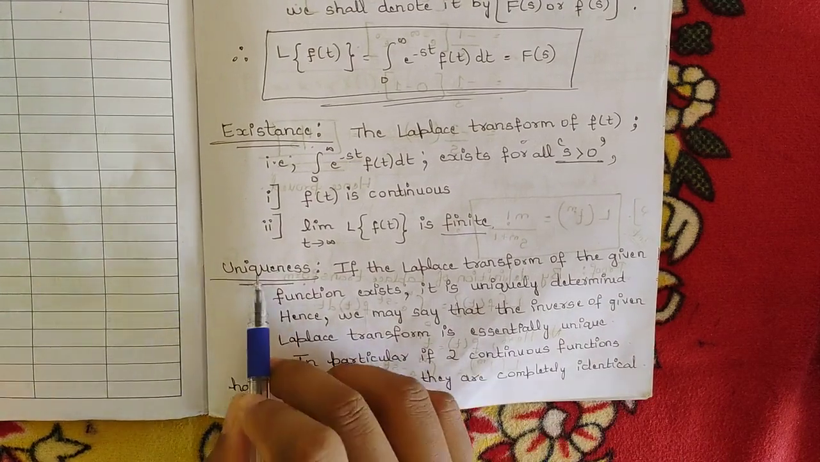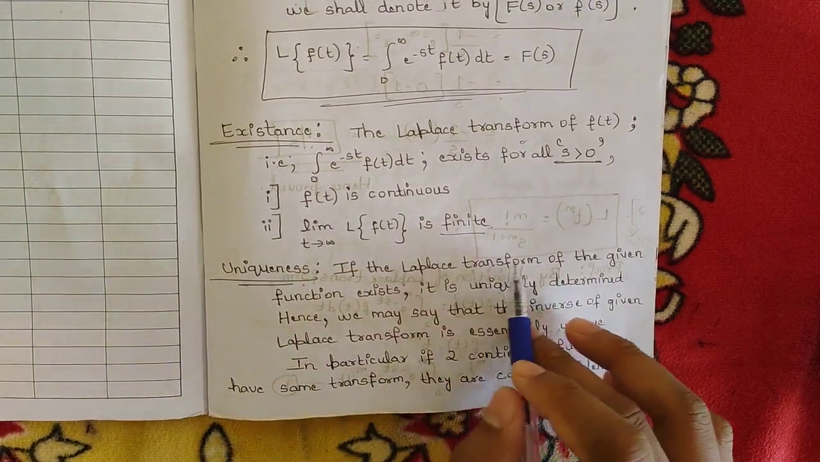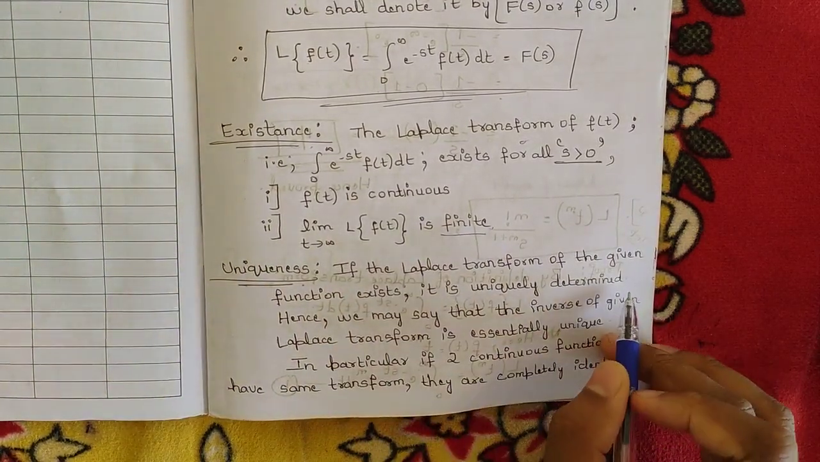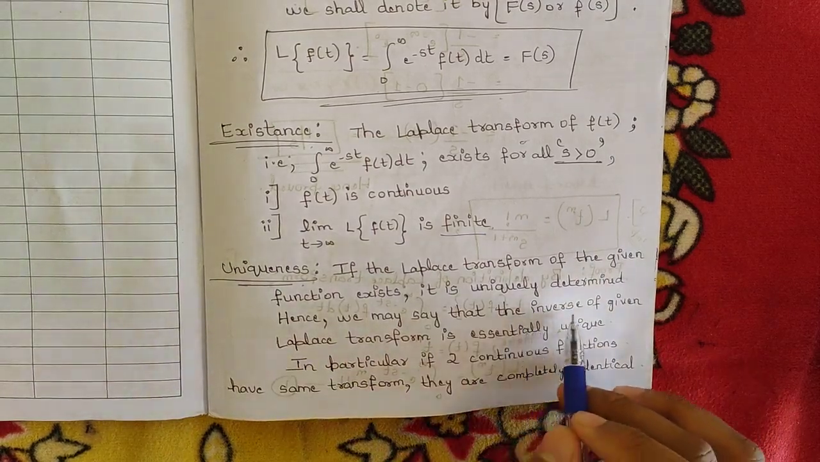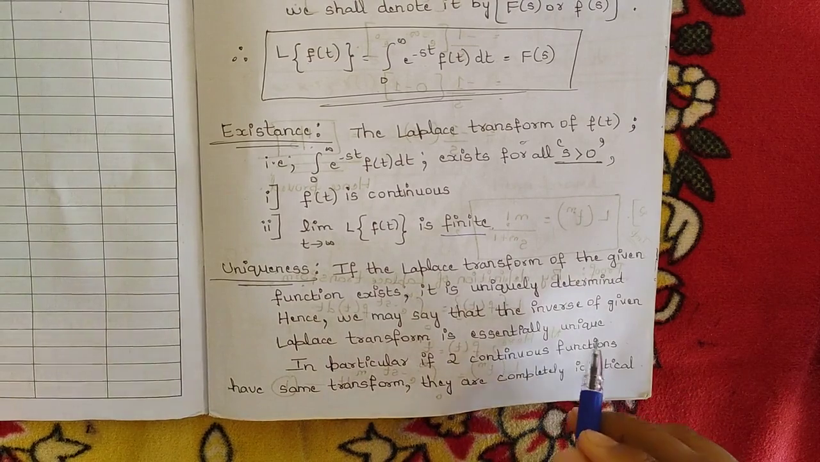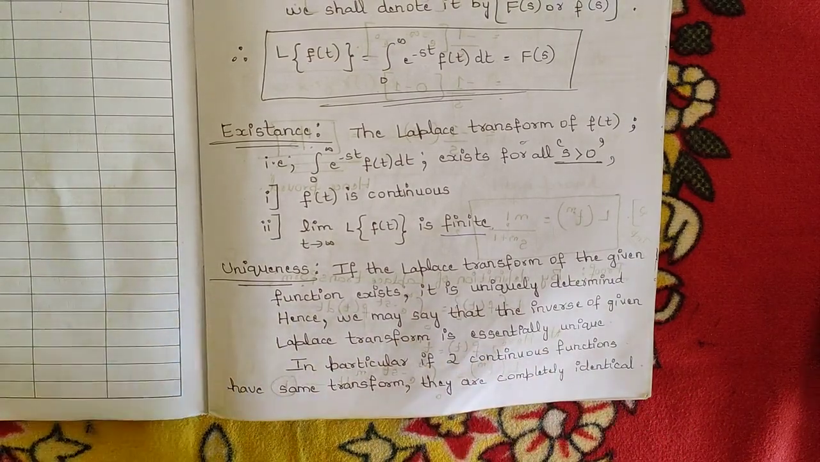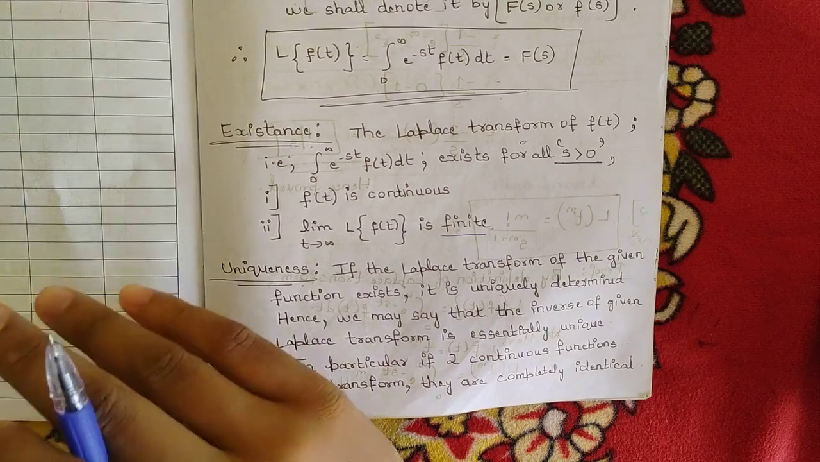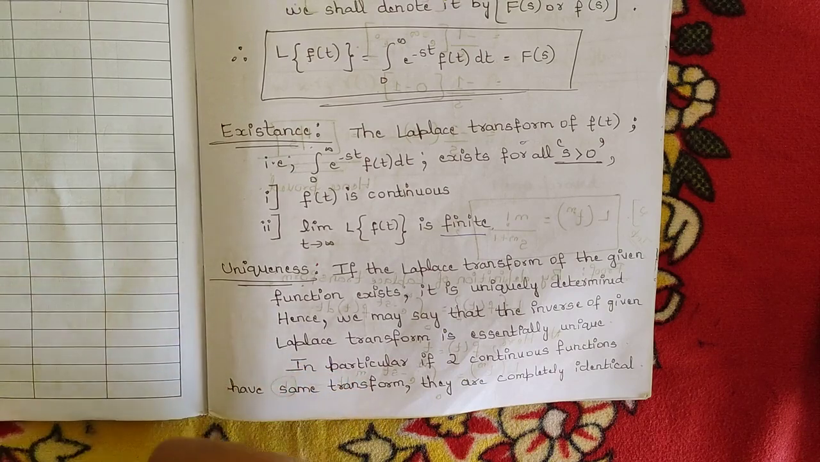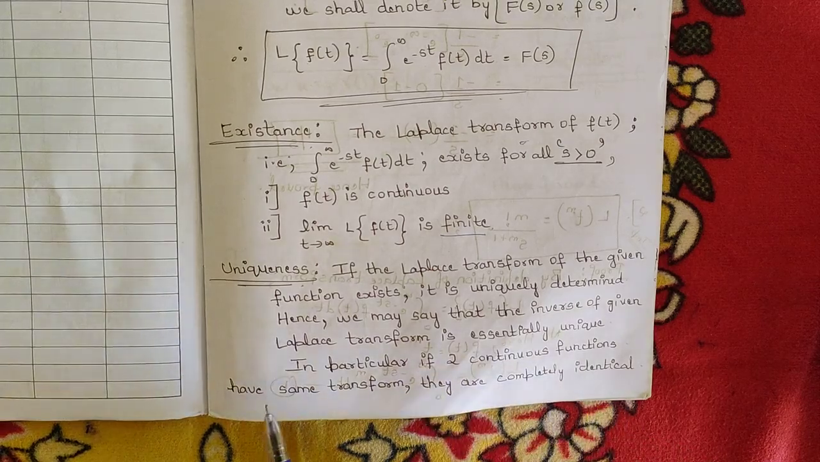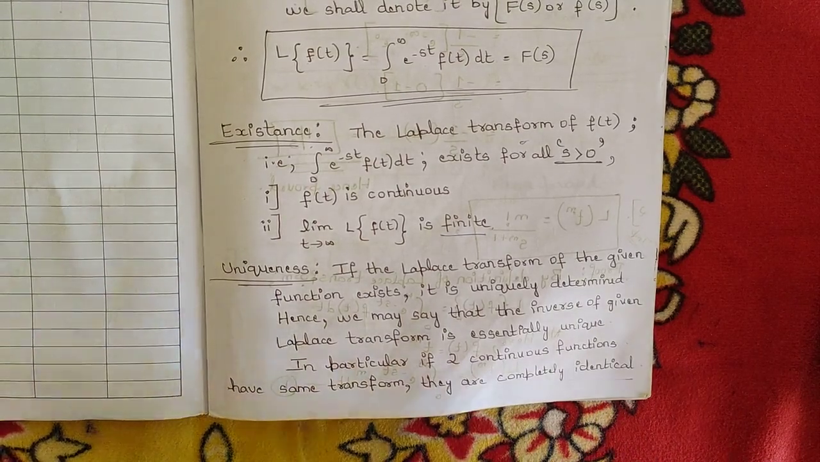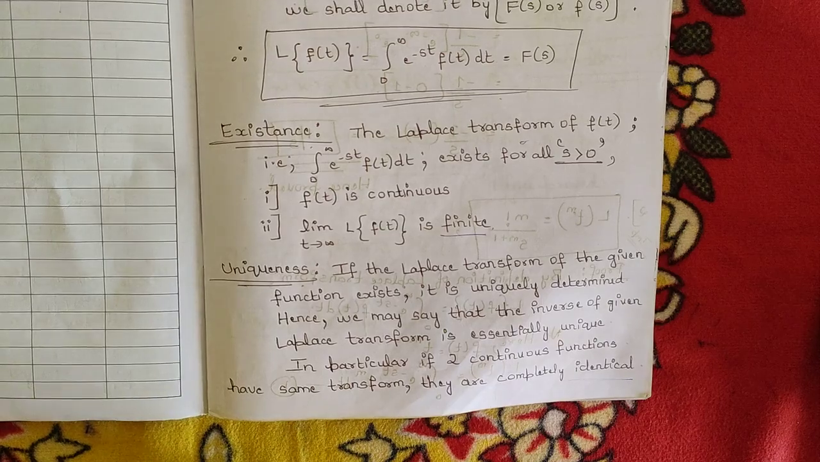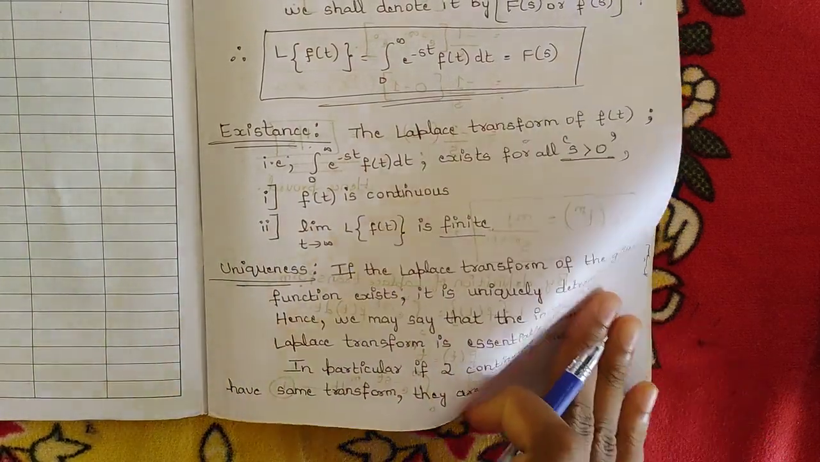Next is uniqueness. If the Laplace transform of the given function exists, it is uniquely determined. Hence we may say that the inverse of the given Laplace transform is essentially unique. It is one unique solution; we don't have multiple sets of solutions. Whatever solution we get after applying the Laplace transform as well as the inverse Laplace transform, we would get one unique solution. In particular, if two continuous functions have the same transform, they are identical to each other. So this was about the uniqueness.